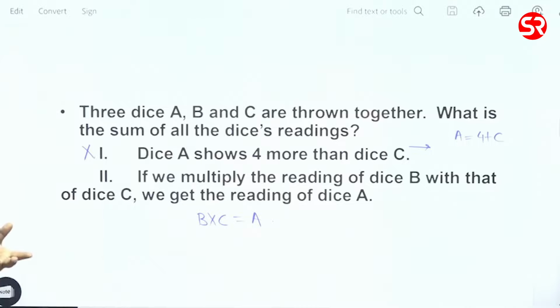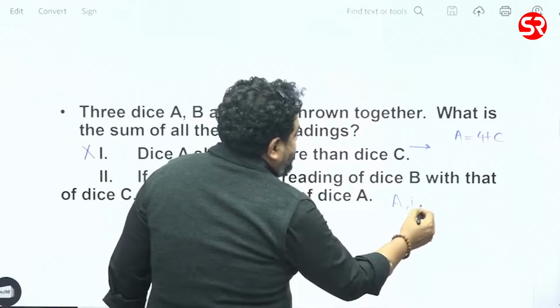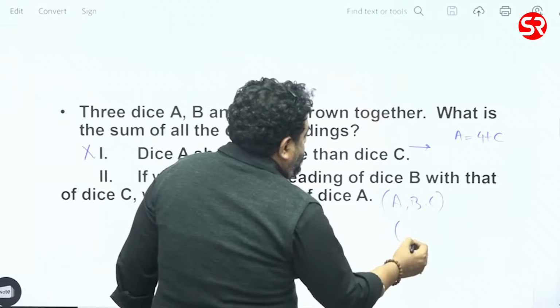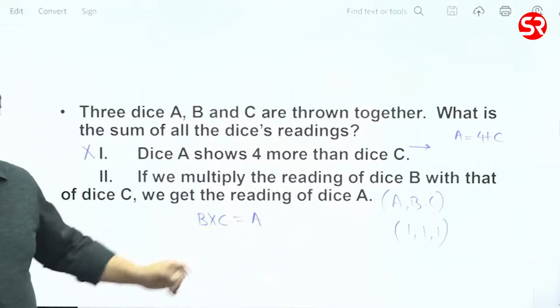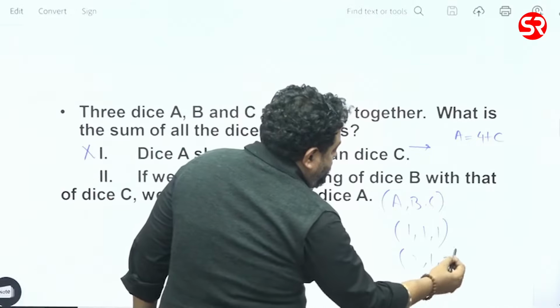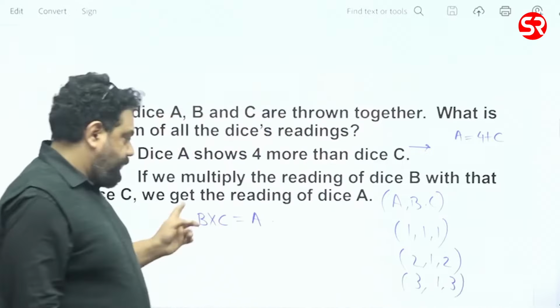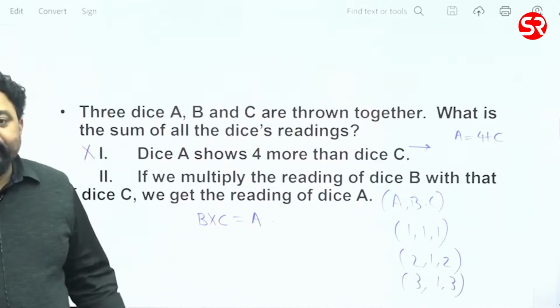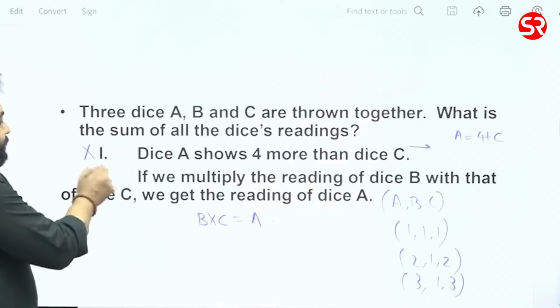Yeah, this is brilliant. Yes, you're right. If you talk about A, B, C, it can be 1, 1, 1. Isn't it? A is equal to B into C. And if I say 1, 2, this would be 2. If I say 1, 3, this would be 3. Isn't it? Isse toh bahut saare answers aa jayenge. Very right, Abhinav. Not a unique answer. Not possible.